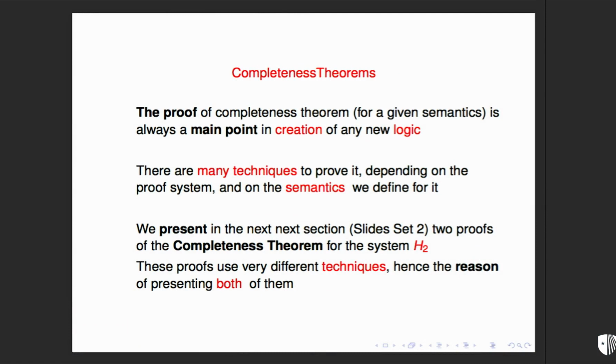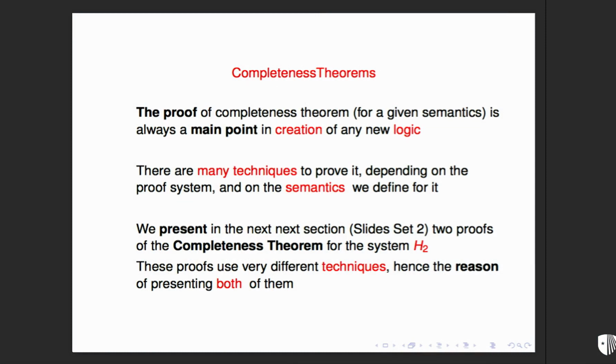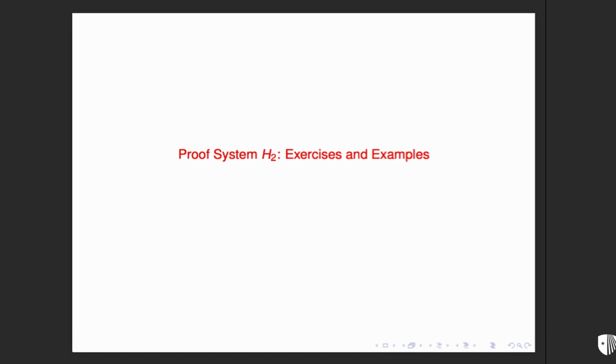All right, so now we prove the completeness theorem. We know that the proof of the completeness theorem for a given semantics is always a main point in the creation of a new logic, and there are many techniques to prove it. We will present two proofs of completeness, but really I will talk to you only about the first proof, for system H2. Our system H2 will be proved to be a complete proof system for classical propositional logic.